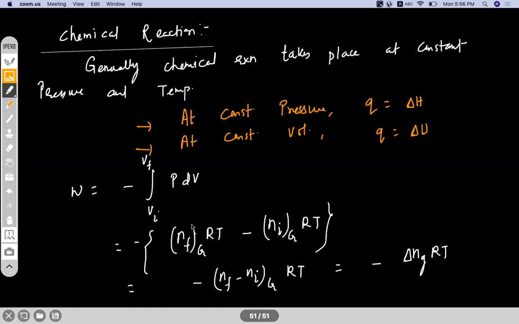Because we are applying PV is equals to nRT here in order to find out the value of PdV. PV is equals to nRT is applicable only for gases. Correct. So any chemical reaction generally takes place at constant temperature and pressure. This is the definition of enthalpy. At constant temperature, heat content of the system is nothing but the enthalpy change.